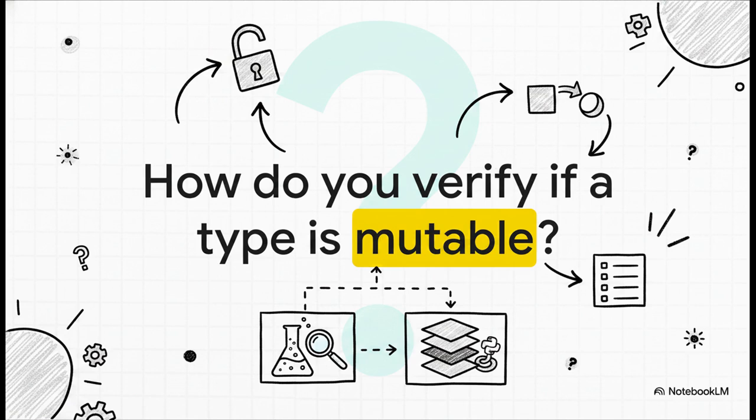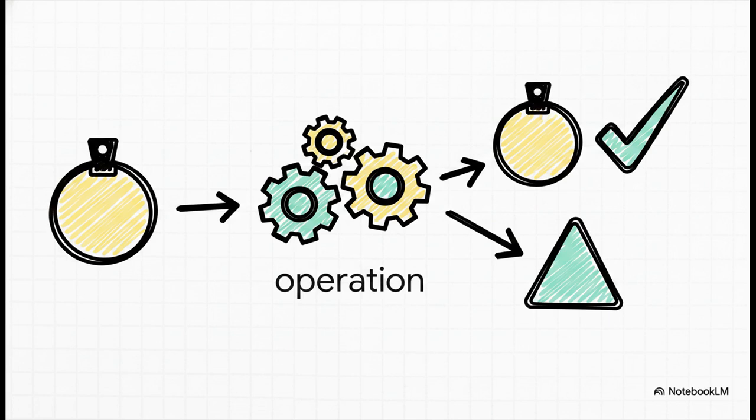Earlier, we talked about how crucial mutability is, right? So, practically speaking, how do you actually verify if a type is mutable when you're writing code? And the answer is brilliantly simple. You just use that built-in id function. You check the id of your object, you do some sort of operation on it, and then you check the id again. If the id stays exactly the same, boom, congratulations, the type is mutable.